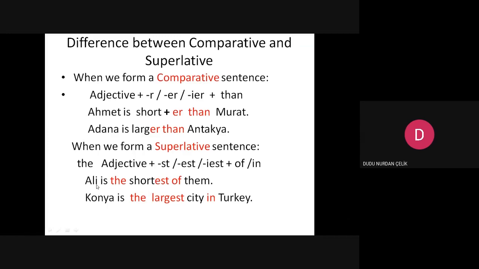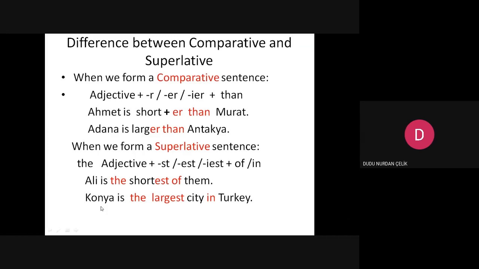How? Look, Ali is the shortest of them. What we did here is we compared Ali with a group. Them is maybe Ali, Mehmet, and Mustafa. And we compared Ali with them, I mean with Mustafa and Mehmet, and chose Ali as the shortest and say Ali is the shortest of them.